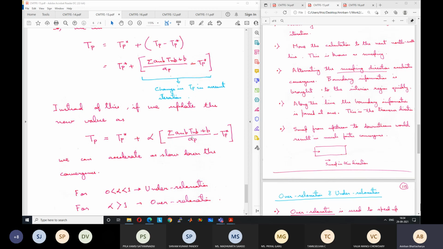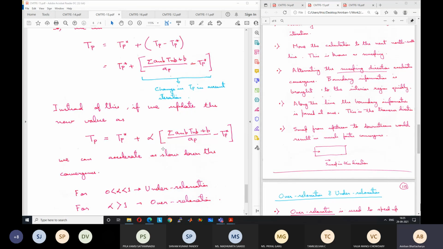Okay, over relaxation means we were going towards the direction by a certain amount, but we have increased the value that we are going to add to the previous iteration. So in our previous example, we were going from 300 to 400, but if we use an over relaxation factor of 2, alpha equal to 2, instead we will go from 300 to 500. Obviously, it will blow up the solution.